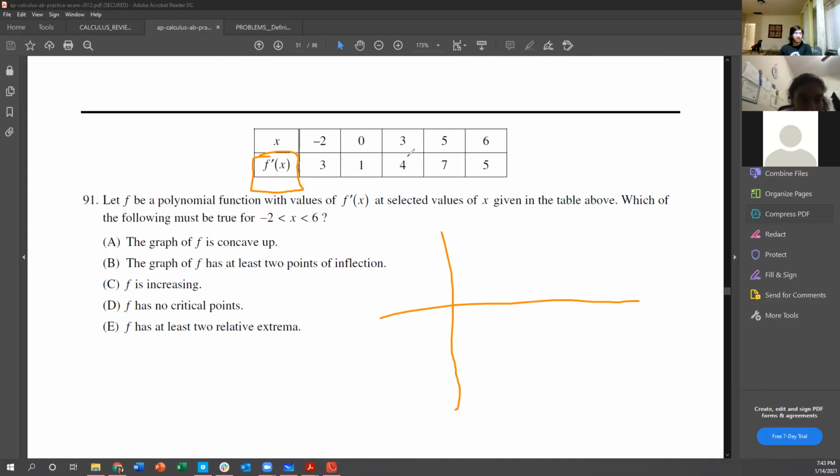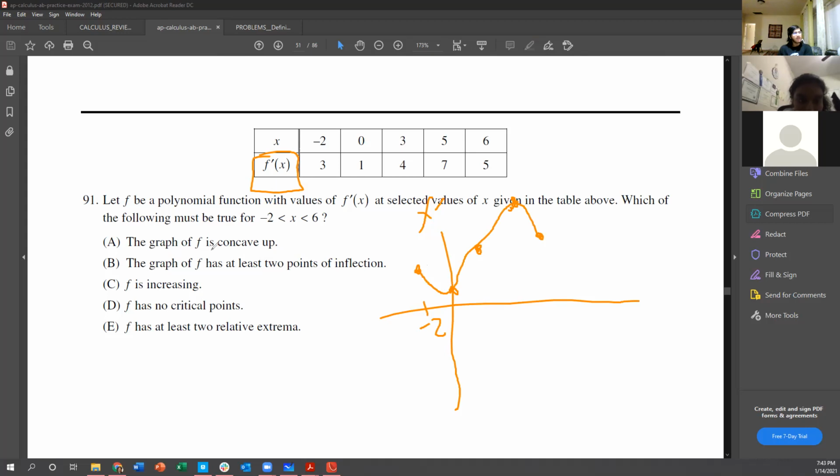I'm going to do something right here. I'm going to plot f in general. So f prime, I'm sorry. I'm going to plot f prime. So at -2, it's 3. At 0, it's 1. At 3, it's 4. At 5, it's 7. And then again, it decreases. So it might look something like this.